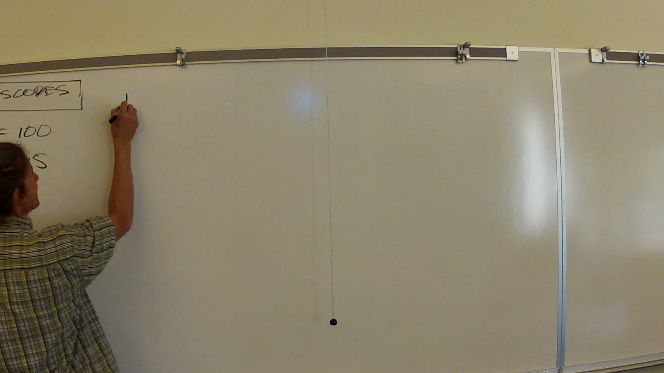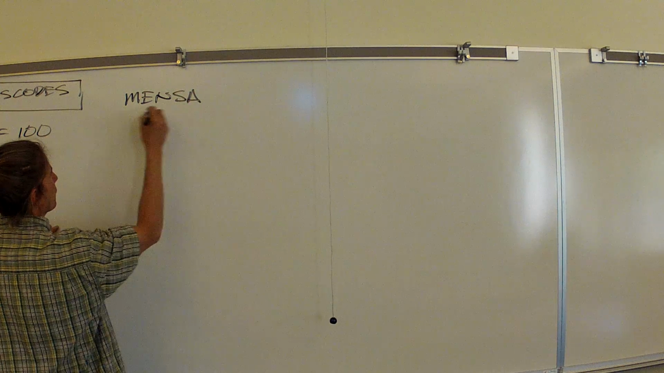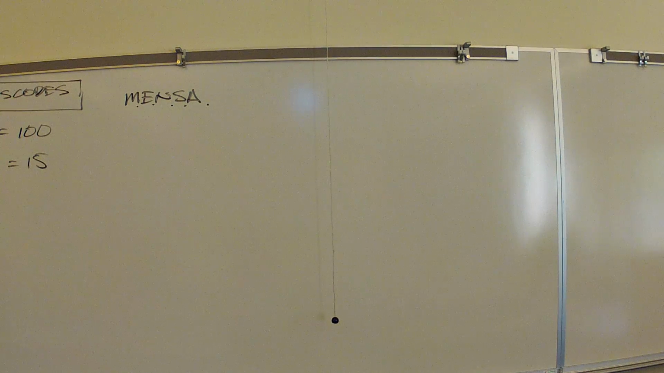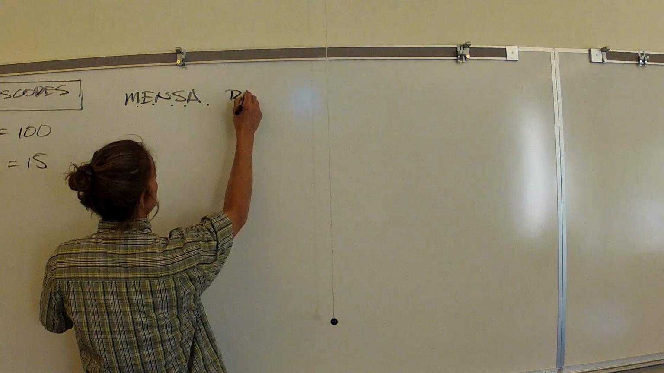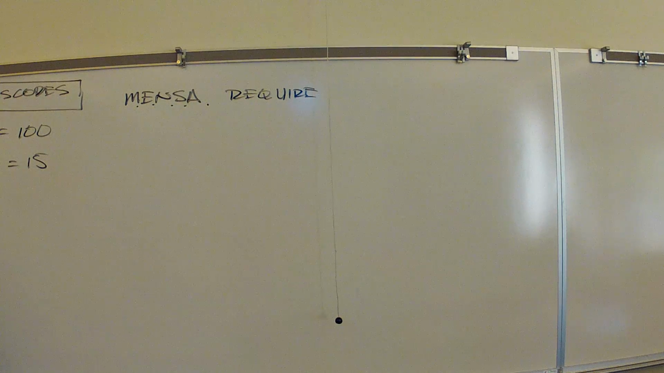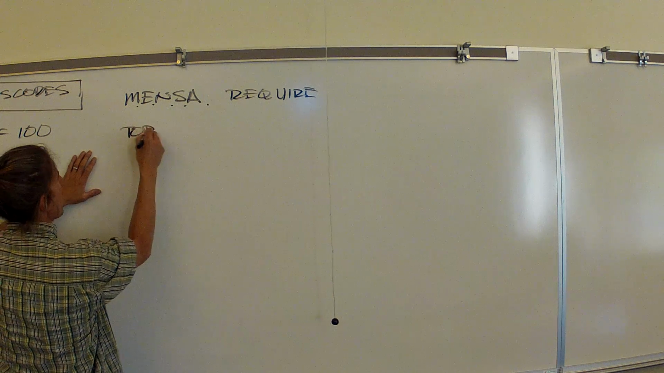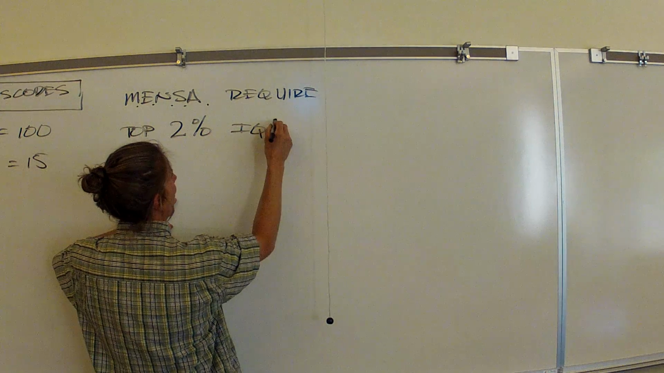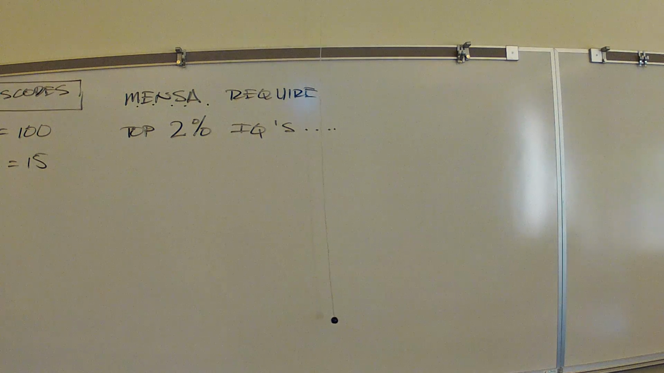So there's a group called Mensa. And I forget what it stands for. Is it an abbreviation? I don't know. Maybe it's not. Doesn't matter anyway. But there's a couple different requirements for getting into Mensa. One of them is that they require the top 2% of IQs. In order for you to get into Mensa, you have to have an IQ that's in the top 2% of the population. That's the requirement for being in Mensa.